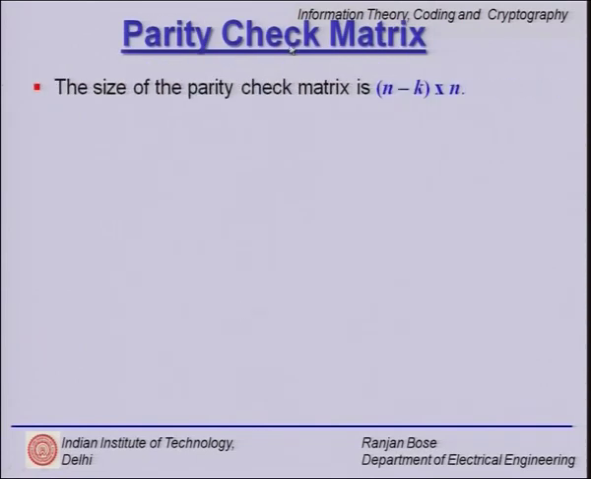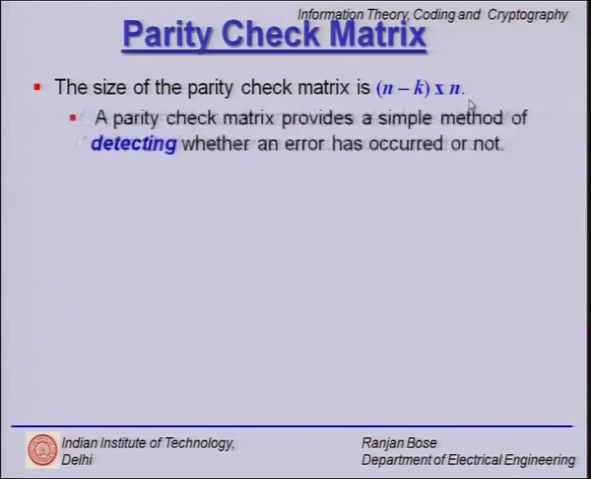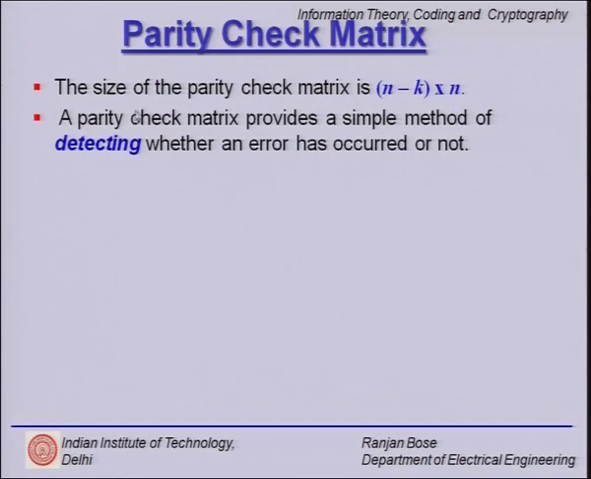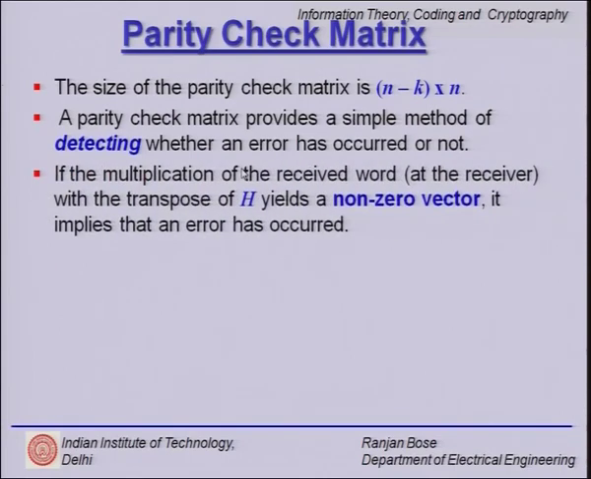Okay. Now the size of the parity check matrix is n minus k cross n. This parity check matrix provides a very simple and elegant way of detecting whether an error has occurred or not. If the multiplication of the received word at the receiver with the transpose of H yields a non-zero vector, it raises the flag. It implies that an error has occurred. Now the question is, what error? And if we can answer that, then we would be able to go back and correct the error.